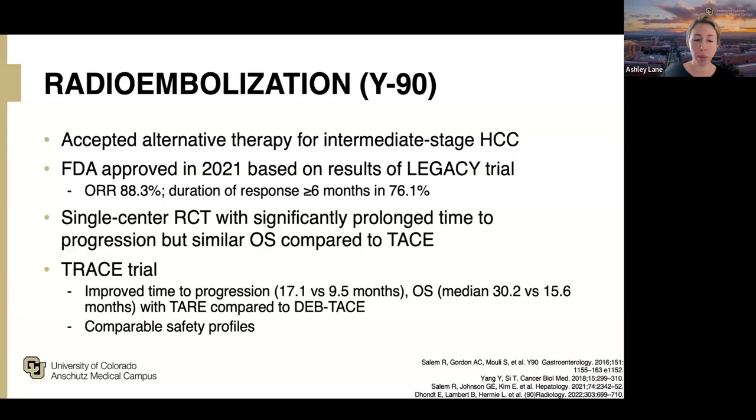There have been other trials since then showing significantly prolonged time to progression, but overall similar overall survival compared to TACE. And then more recently, there was the TRACE trial, which was a phase 2 trial comparing Y90 to DEB TACE in patients with early stage disease, and it showed improved time to progression, overall survival with TARE compared to DEB TACE with comparable safety profiles. So for right now, as an alternative, you'll see some centers preferring this compared to TACE.